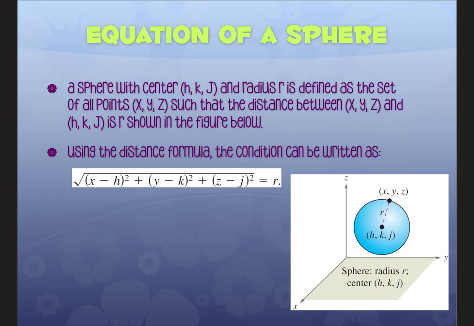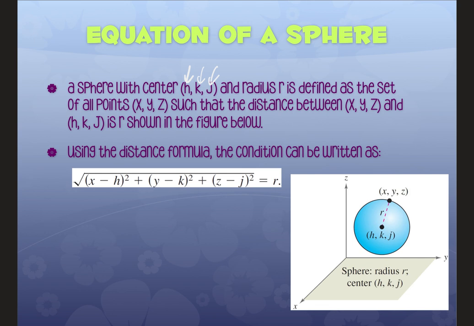All right, so now we're going to talk about a sphere, which is your 3-dimensional circle. So a sphere with a center H, K, J. If you think about your centers, H and K, that's what we've known them as. Now we're adding in that third variable, which is J. And the radius R is defined as the set of all points X, Y, Z, such that the distance between those points and the center is R, shown in the figure below.